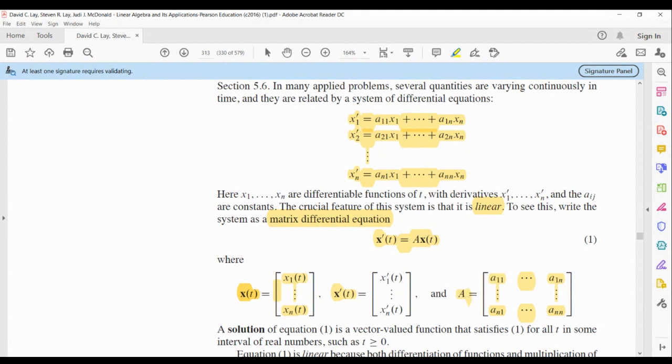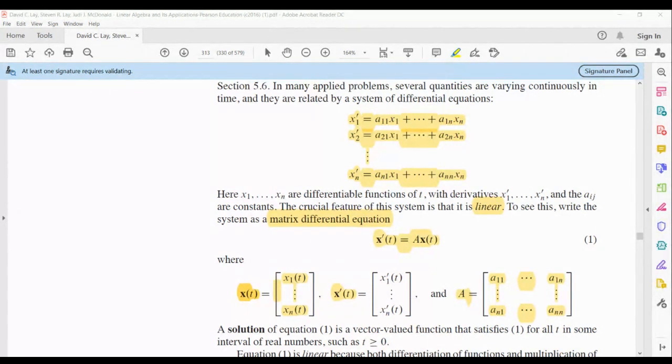Are there any questions with that notation? Are you okay with that? Are there any questions? All right, so far so good.